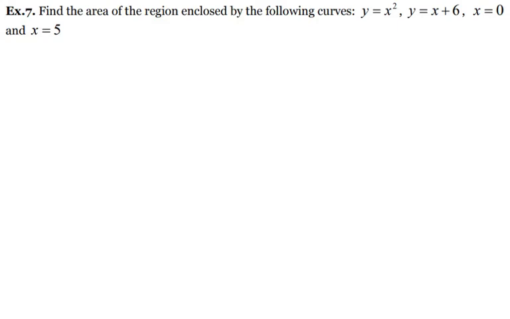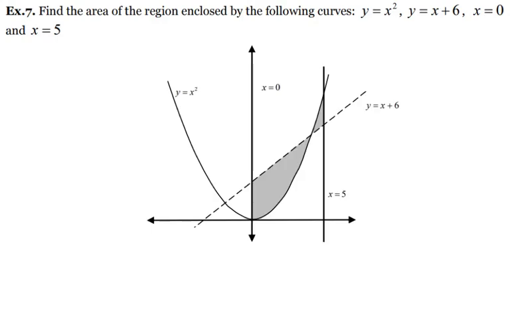y equals x plus 6, and then they are bounded by two vertical lines, x equals 0 and x equals 5. So at first, as usual, we have to sketch the graph, and let's look at what the graph would look like. Here is the graph made by the curves that they represent.